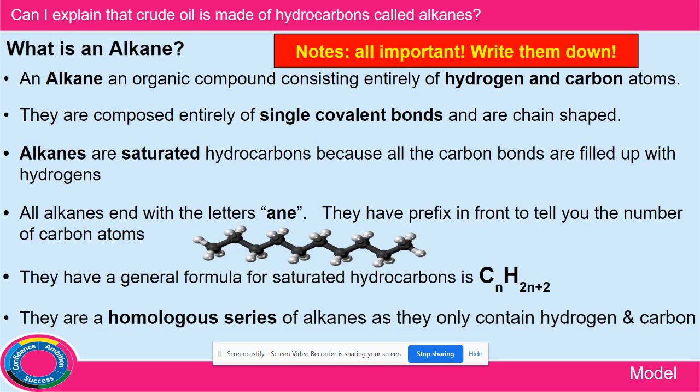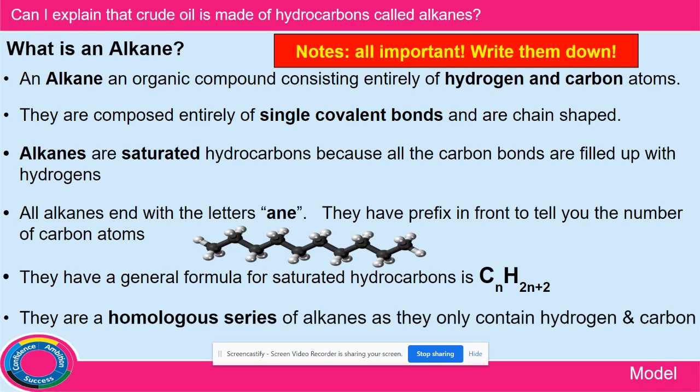The understanding, however, is all about that molecule in the middle. It's an alkane. It's an organic compound consisting entirely of hydrogen and carbon atoms. They're joined by single covalent bonds because both hydrogen and carbon are non-metals, and so their electrons are shared, and they're single bonds. There's no double bonds in there at all.